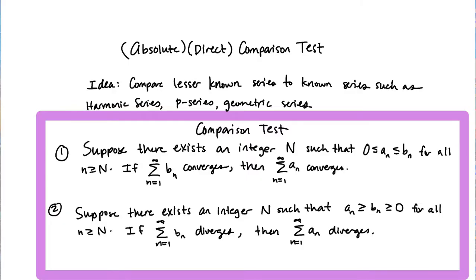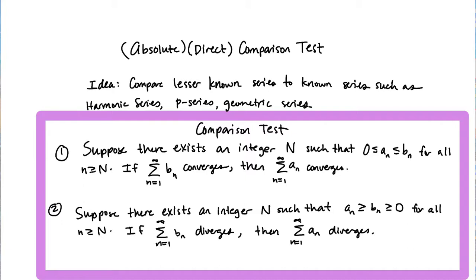Alternatively, let's say we happen to know that our an is always bigger than our bn past a certain integer N. These are all positive. If the smaller one diverges, then the bigger one must also diverge. So again, it's kind of like saying, well, I know that if this smaller series is infinite, then a series even bigger also has to be infinite. That one might be a little bit easier to get a handle on.